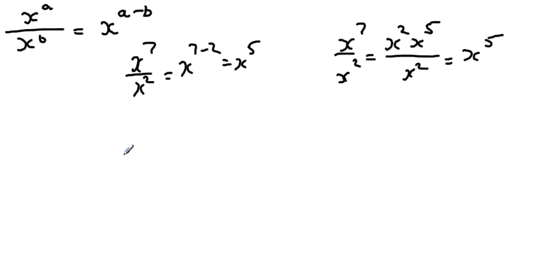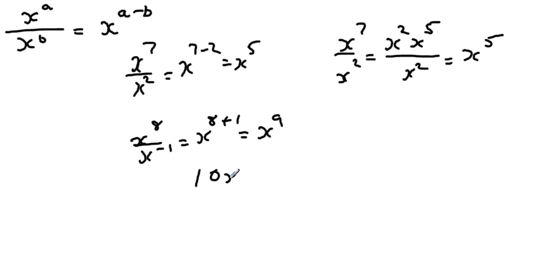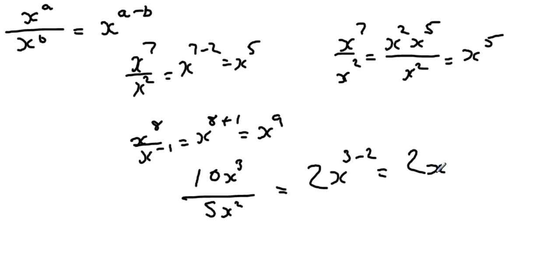Okay, another example of that then would be if you had x to the power 8 over x to the minus 1, that would just give you x to the 8 minus minus 1, which is the same as plussing, so that's going to give you x to the power 9. Again, dealing with coefficients then, if we had 10x cubed over 5x squared, then 10 over 5 is going to give us 2, x to the power 3 minus 2, or just 2x. Okay, so again, dividing through the powers and then just dividing the number part as you normally would.